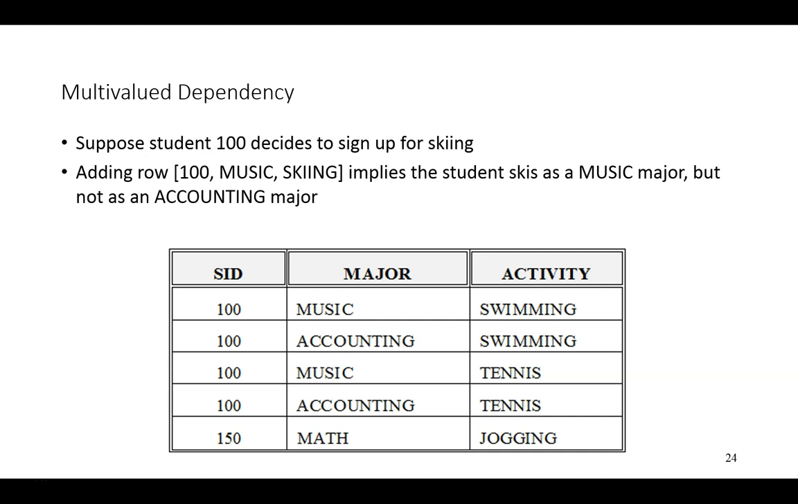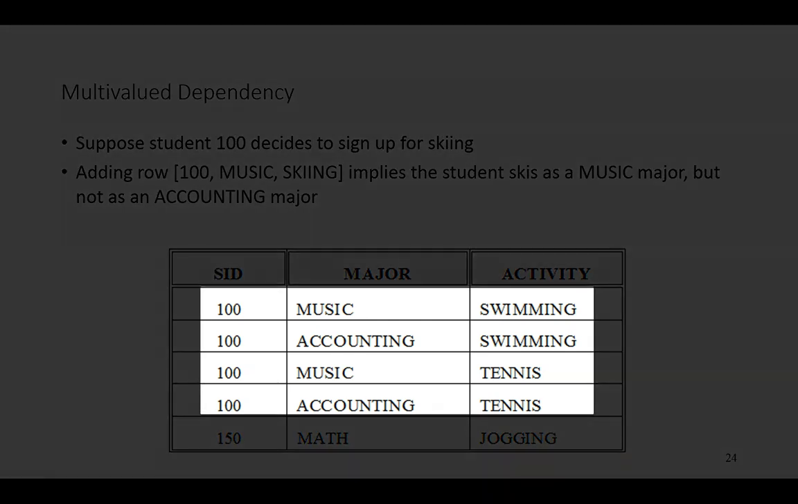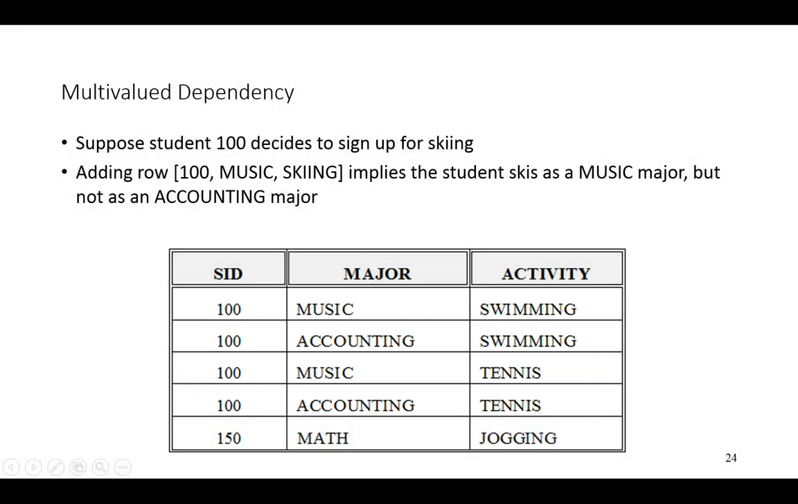Let's examine the table shown here, and suppose that student 100, who appears in multiple rows, decides to sign up for skiing. At the moment, student 100 participates in swimming and participates in tennis. If we simply add a row that says SID is 100, music is the major of this student, and skiing is the activity, this would imply that the student skis as a consequence of being a music major.